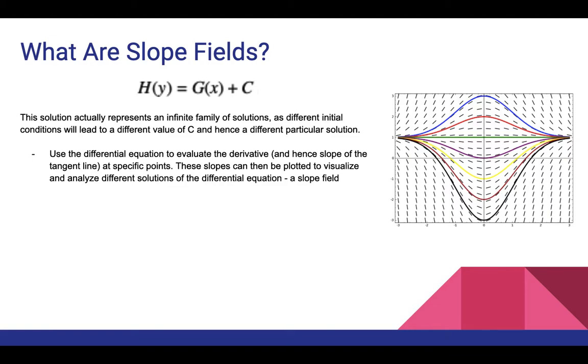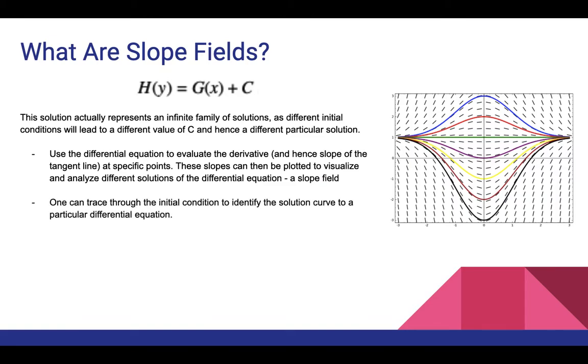So if we want an easier way to analyze the behavior of these solutions, like what the concavity of the solution is, where the solution is increasing and decreasing, what the end behavior of our solution is, instead of solving for all these infinite different values of c and comparing their solutions, we can use a differential equation to evaluate the derivative and hence the slope of the tangent line of our solution at specific points. So these slopes can be plotted to visualize and analyze different solutions of the differential equation, giving us a slope field for different solutions of our differential equation.